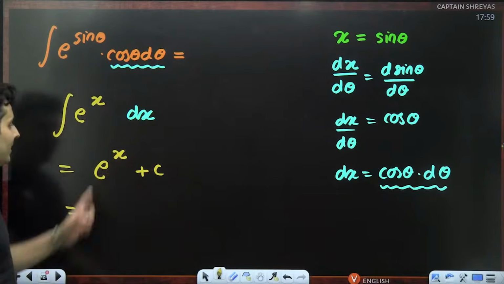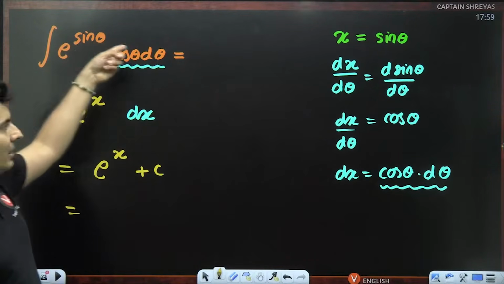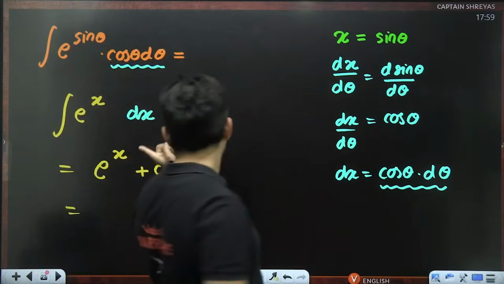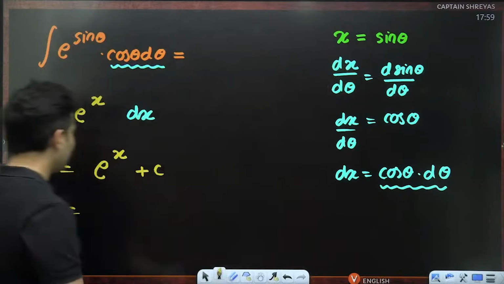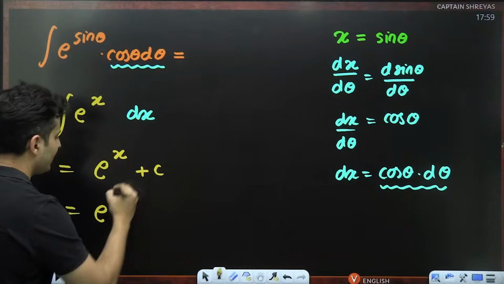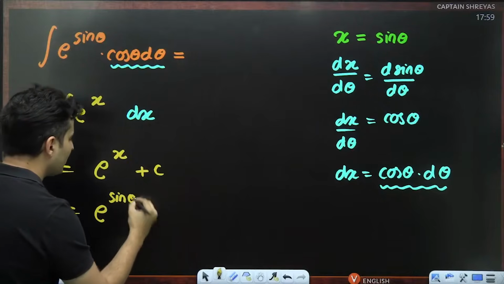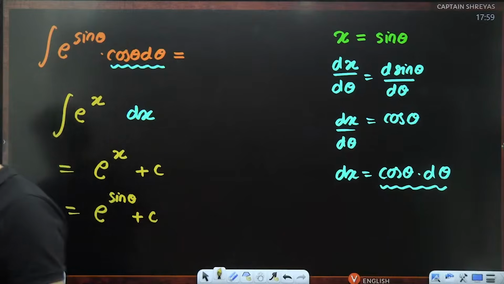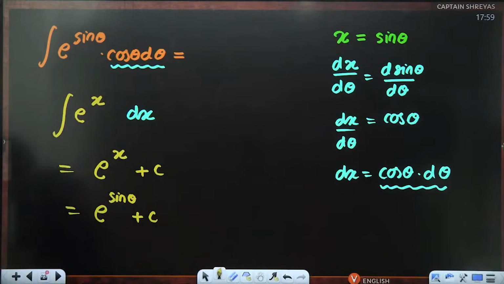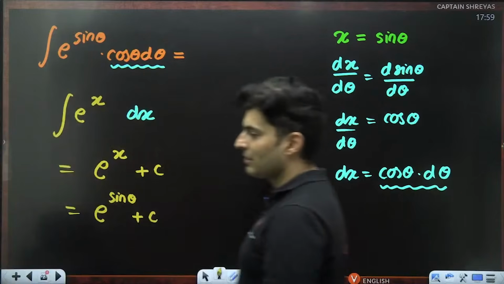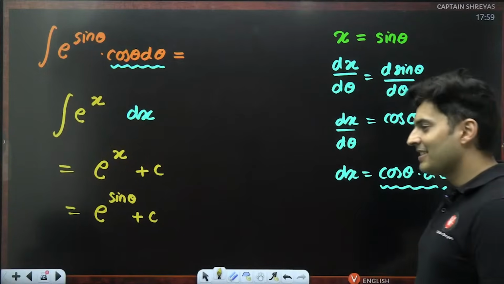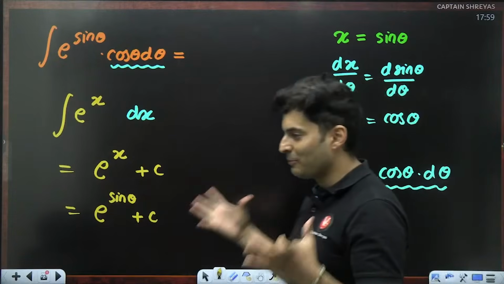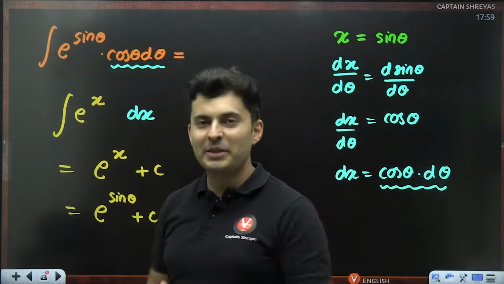But I can't leave the answer as x. I have to get it back into theta. So instead of x, I will again put back sine theta. So e raised to sine theta plus c is the answer. Is that clear, my dear students? This is how magical the substitution method is. This is how it works.